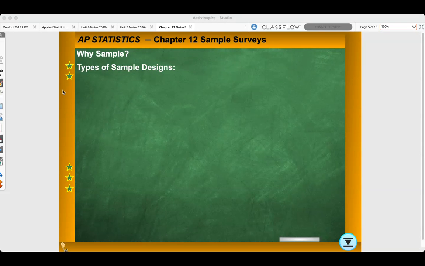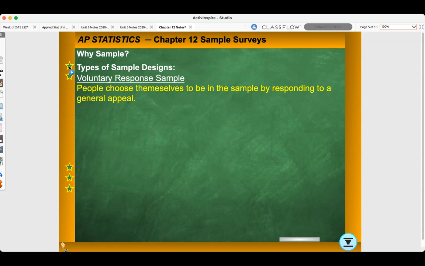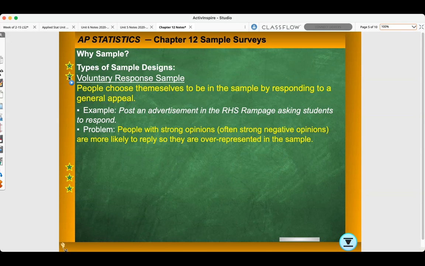Today we're going to talk about Chapter 12, Sample Surveys. Why sample? So there's types of sample designs. First, voluntary response sample. People choose themselves to be in the sample by responding to a general appeal. Example, post an advertisement in the RHS Rampage asking students to respond. Problem, people with strong opinions, often strong negative opinions, are more likely to reply, so they are overrepresented in the sample.